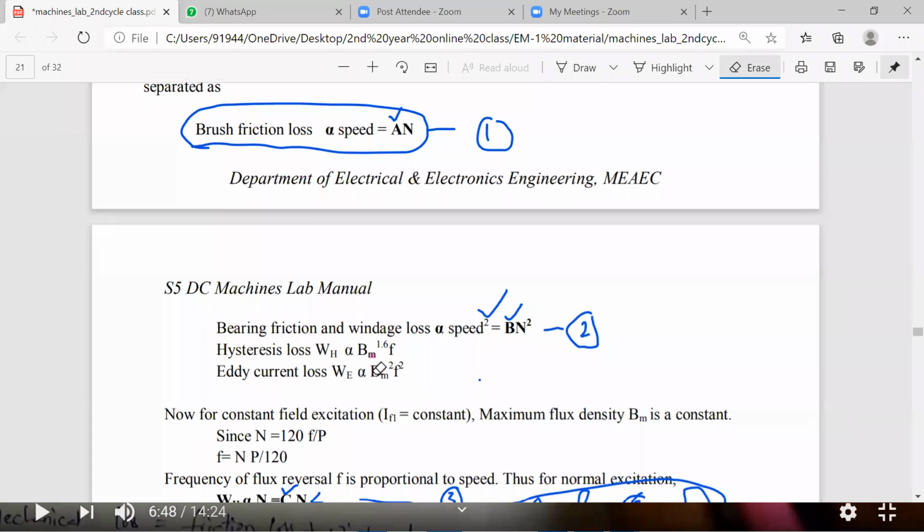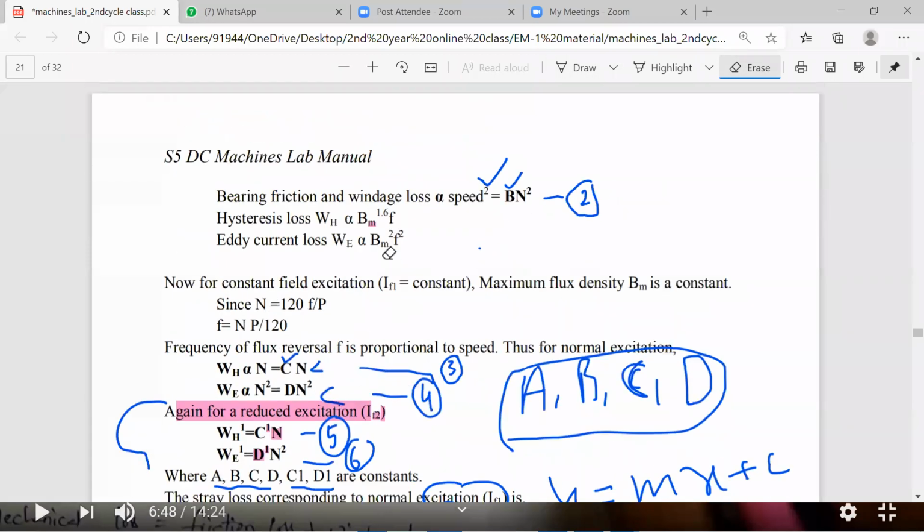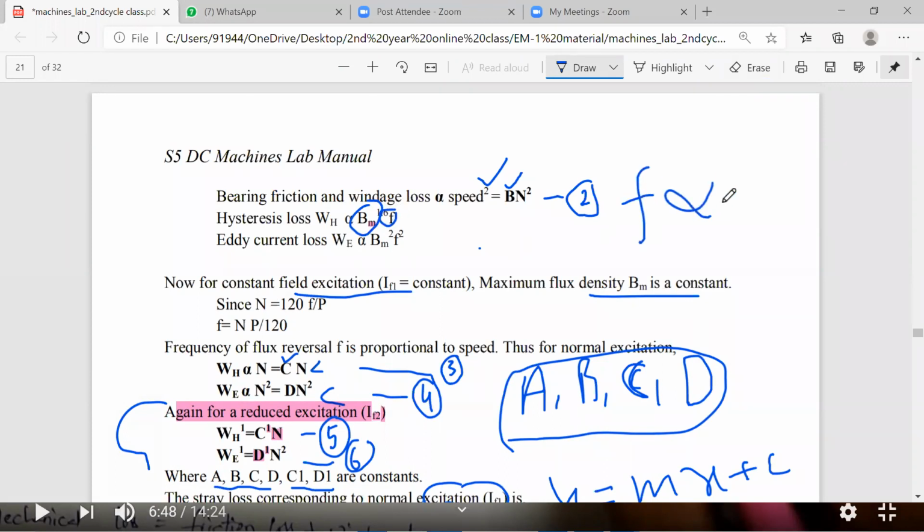Speed equals 120 f by P, so f equals NP by 120. Therefore frequency is proportional to speed. Here frequency is replaced by speed, because excitation is constant, so B is constant. Frequency is proportional to speed. Therefore Wh is proportional to N, We is proportional to N square. C and D are the proportionality constants. So here we have four constants: A, B, C, D.